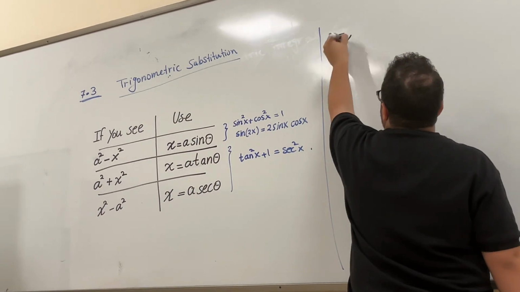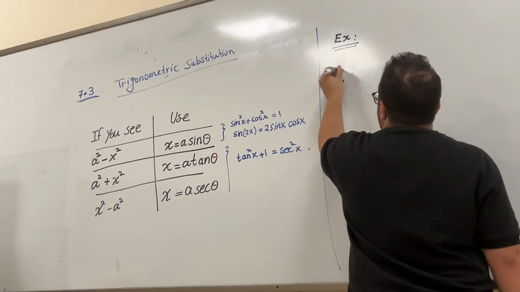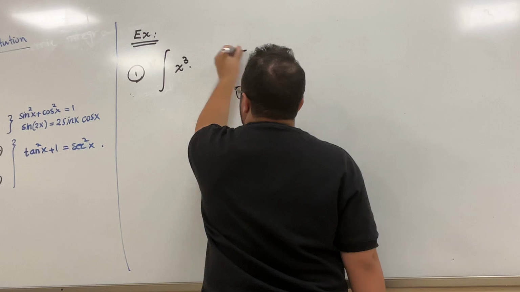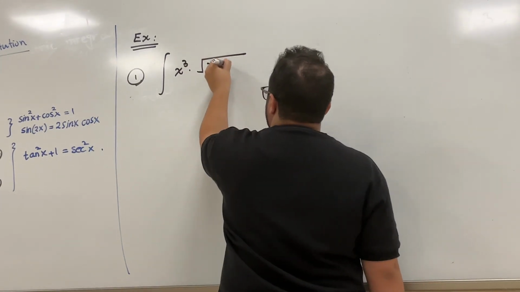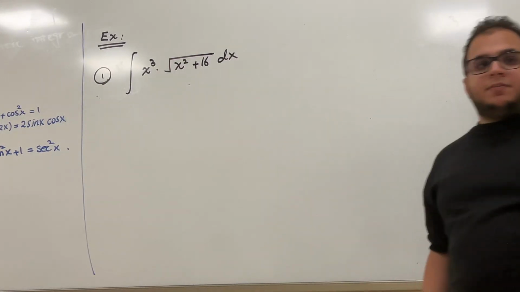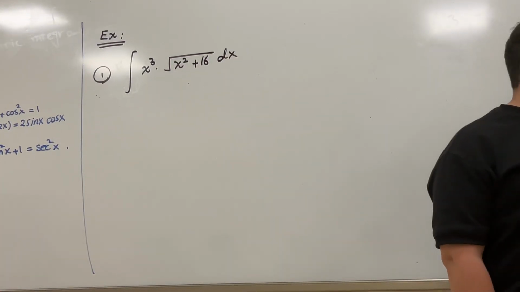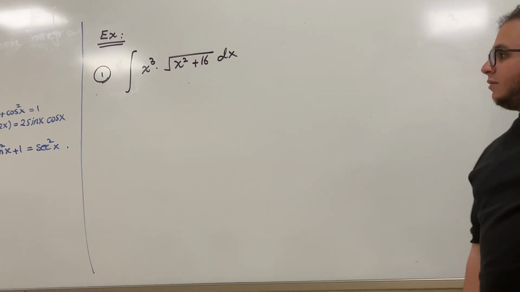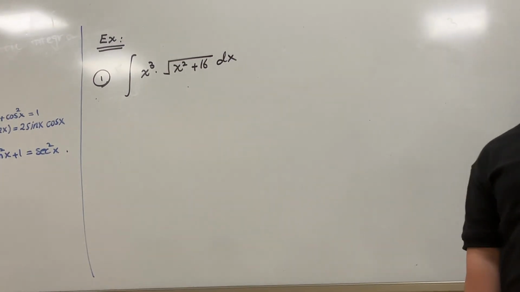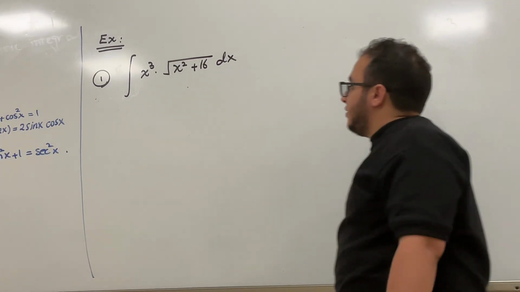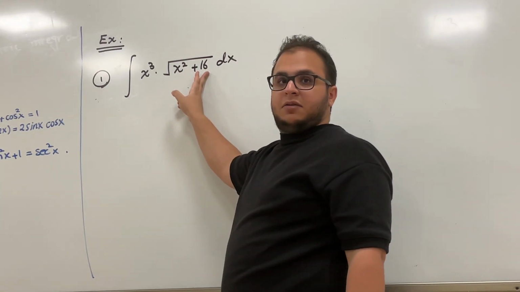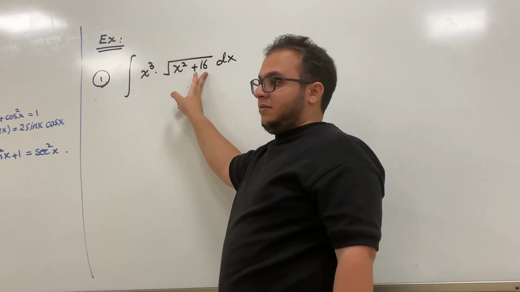Example number 1. Integration of x cubed multiplied by the square root of x squared plus 16 dx. Okay, so which case is this? Why is it this case? Because I see x squared plus a squared. Yeah? Or no?